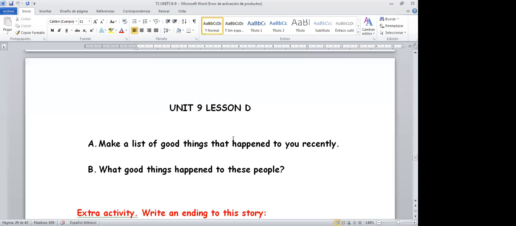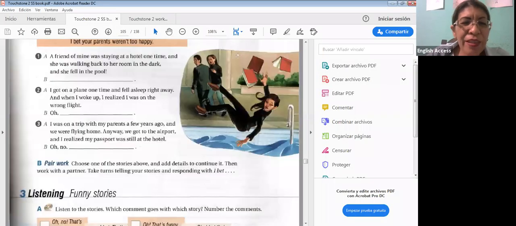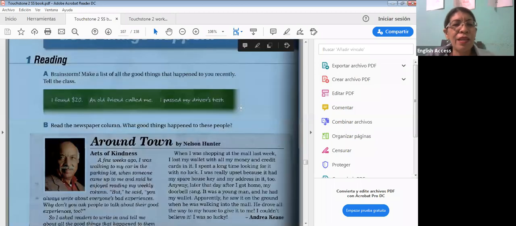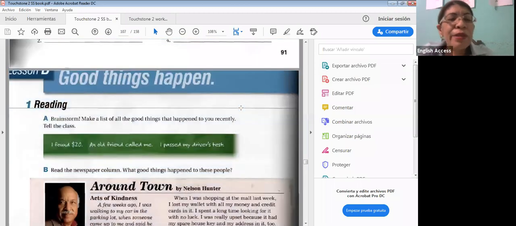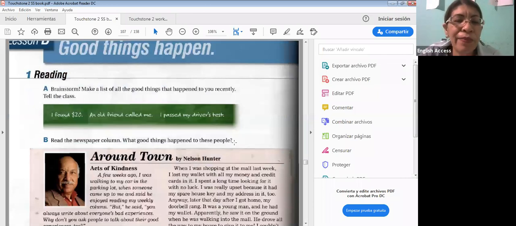I like that. Okay, well, now let's go to the student book. Let me see. Yes, we have time. Let's move to lesson D. Exercise 1A says brainstorm, make a list of all the good things that happened to you recently. Well, we already did that activity. Now let's move to exercise B. In exercise B, we have the reading of this article.